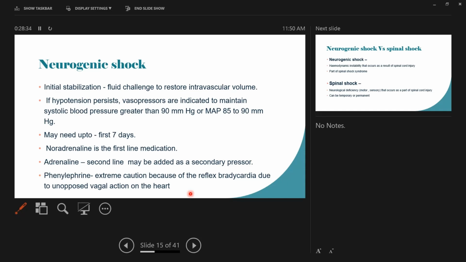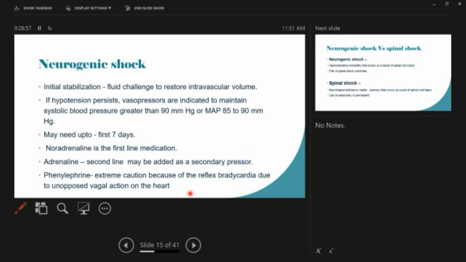There, your vasopressors come into play. Usually after the pathology, this will last for some time, and about 1 week or so this is going to recover. But until that time, you're going to support, because you're going to prevent secondary injuries to the spinal cord. So you have to have a higher blood pressure in these patients to prevent secondary injuries.